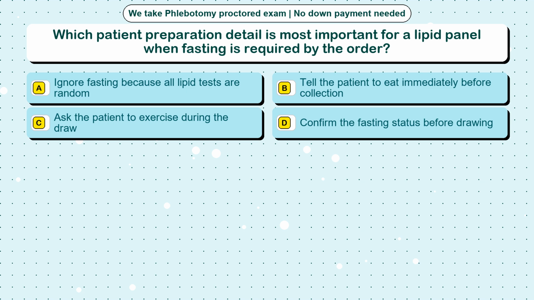Option A. Ignore fasting because all lipid tests are random. Option B. Tell the patient to eat immediately before collection. Option C. Ask the patient to exercise during the draw. Option D. Confirm the fasting status before drawing.